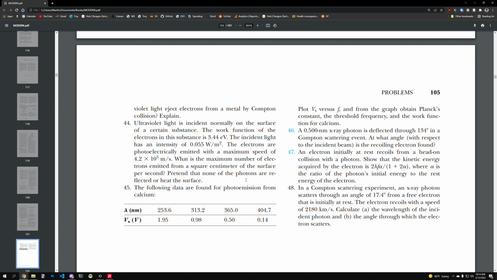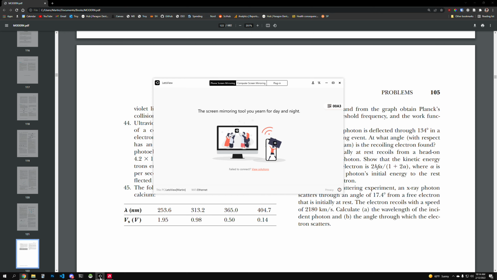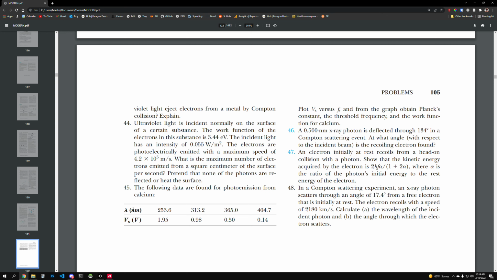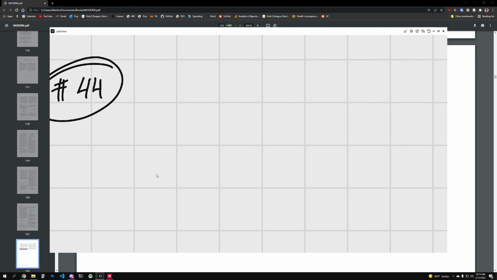All right, so the way that I'm going to do this is first I'm going to think about what the photoelectric effect means, what information do we know, what do we not know, and what do we need to actually figure out the final answer. So while my screen gets loaded up here, okay.